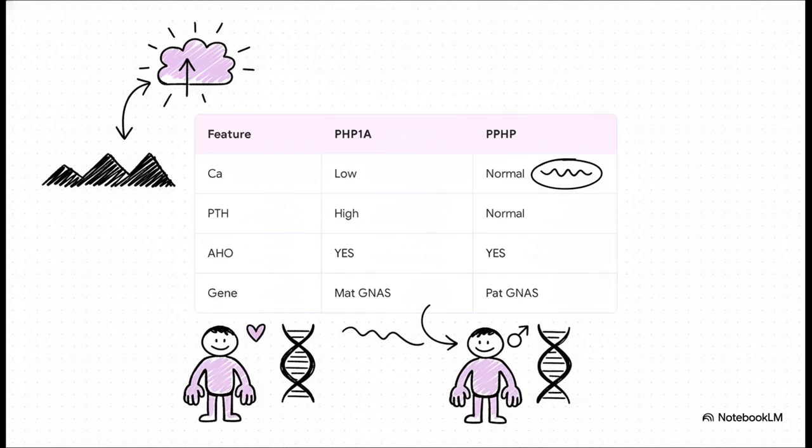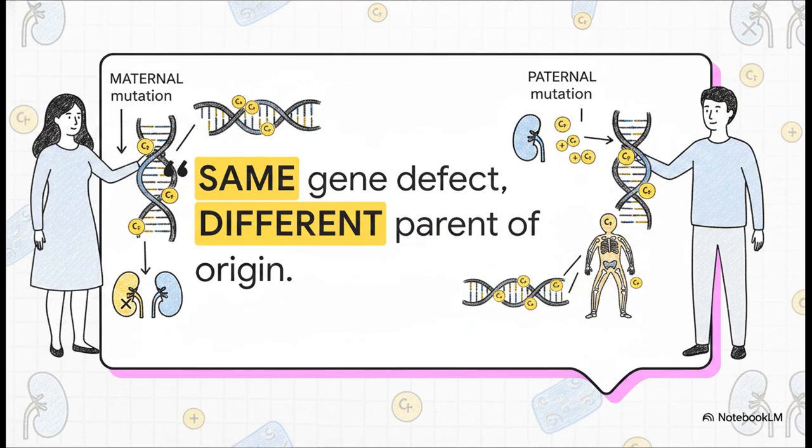And yet, despite those major biochemical differences, both conditions feature the exact same physical traits. We call these Albright's hereditary osteodystrophy, or AHO features. Think short stature, a round face, and brachydactyly. So why does that happen? This is a massive exam pearl right here. It's the exact same gene defect, but it depends entirely on the parent of origin.